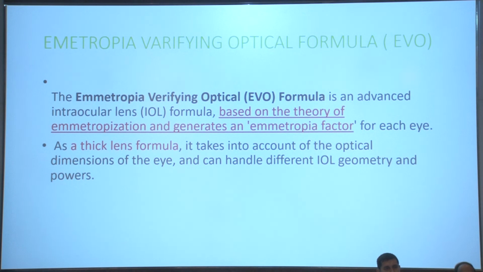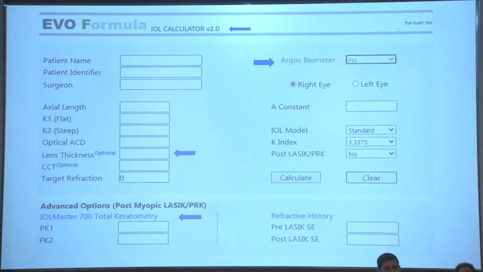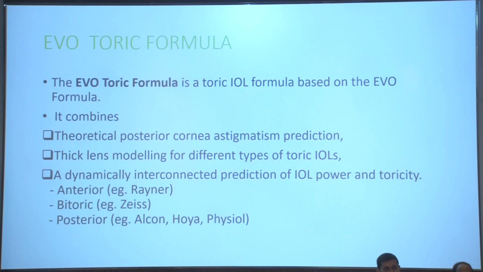Another formula which is coming up is the EVO formula, based on the theory of the emmetropia factor. It is a very good calculator. It has an option for post-myopic LASIK or PRK also. It is also important as a toric calculator. The EVO toric calculator is now emerging as a newer toric calculator which is considered better than the Barrett one, because it has a theoretical posterior corneal astigmatism prediction and it has thin lens modeling of different types.